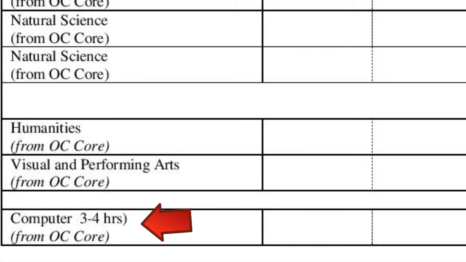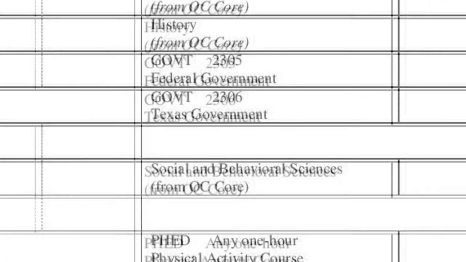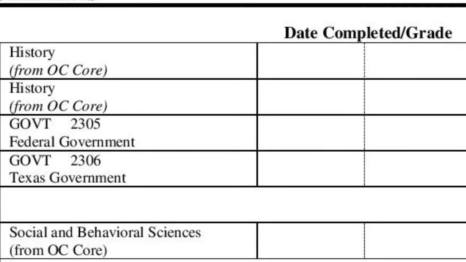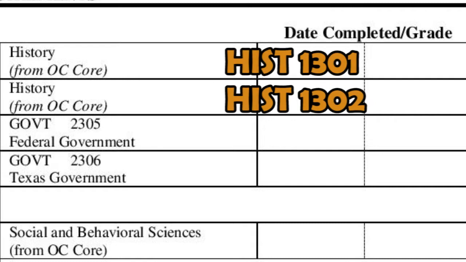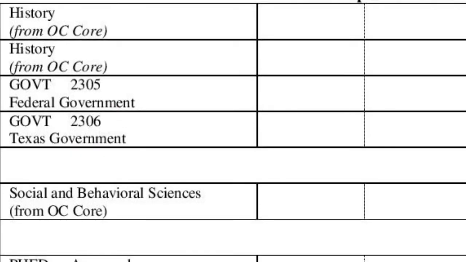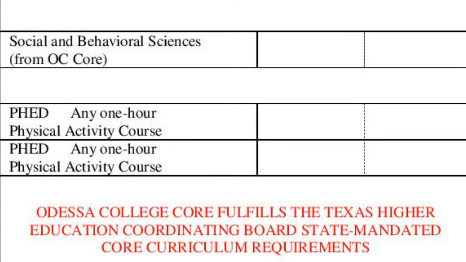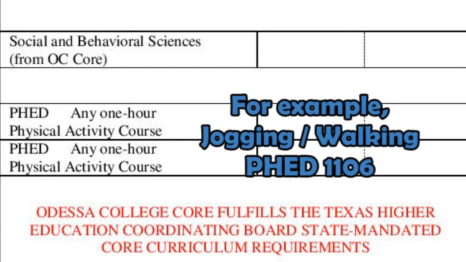Under the computer requirement, you will need to take either BCIS 1305 or BCIS 1405. The next section consists of the history and government requirements. You will need to take History 1301, History 1302, Government 2305, and Government 2306. Under the Social and Behavioral Sciences, you can choose to either take General Psychology 2301 or Child Psychology 2308. There are 2 credits of PE required. These PE credits must consist of an activity course, like jogging and walking.